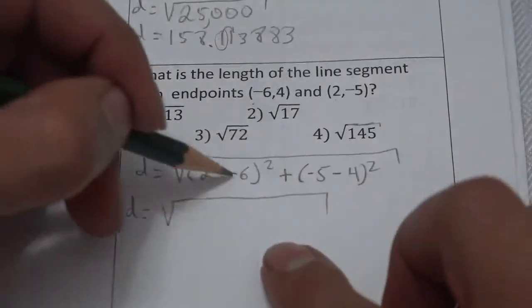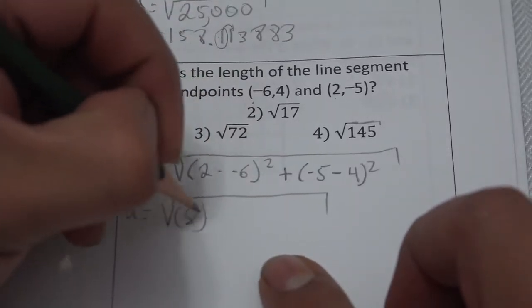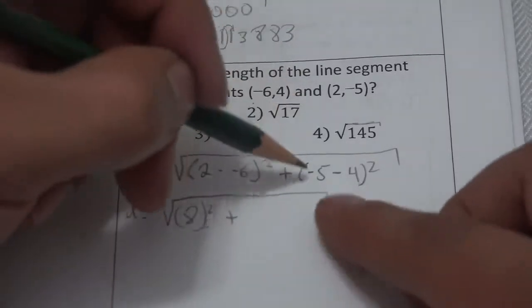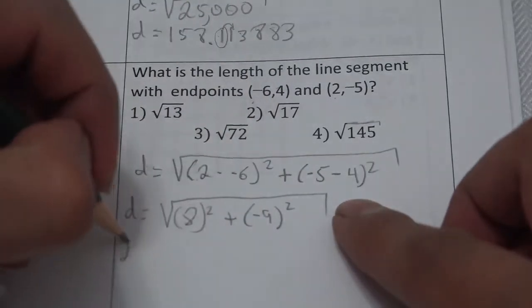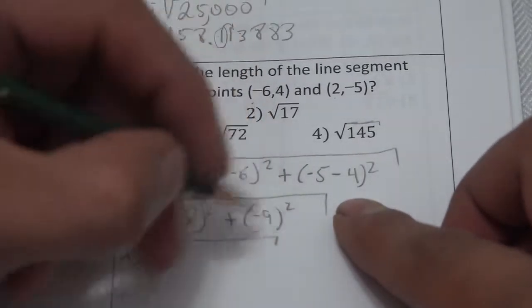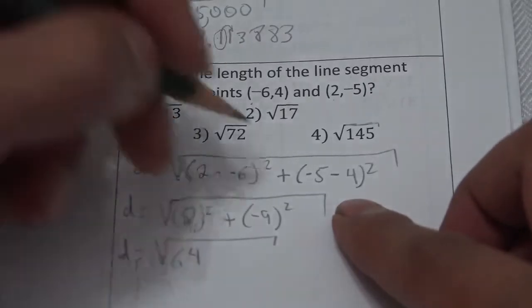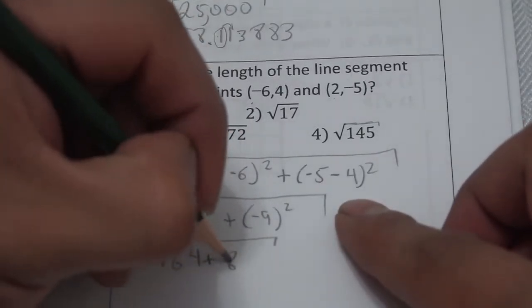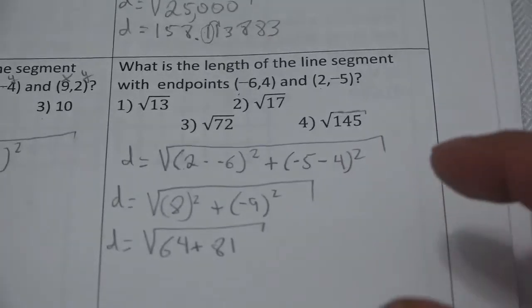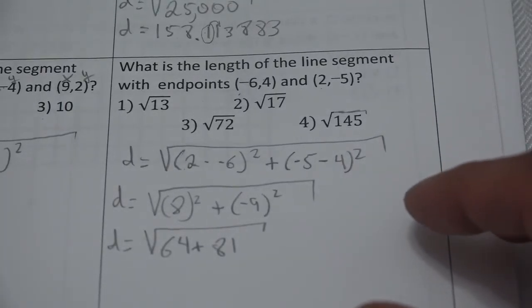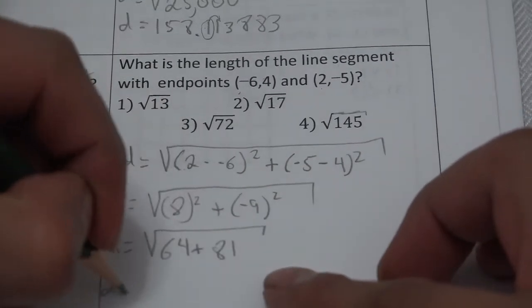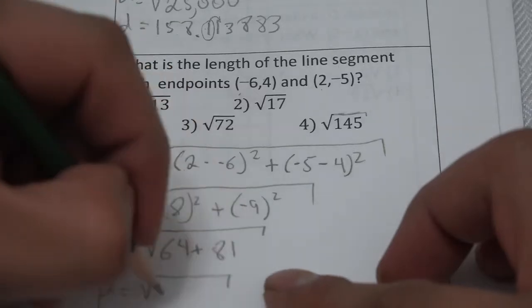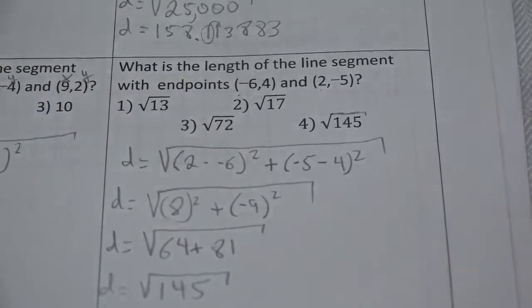Okay, 2 minus negative 6 is 8 squared, and then negative 5 minus 4 is negative 9 squared. Distance is 64, plus 81. Negative 9 squared is 81. All right then, so what is 64 plus 81? Okay, that is radical 145.